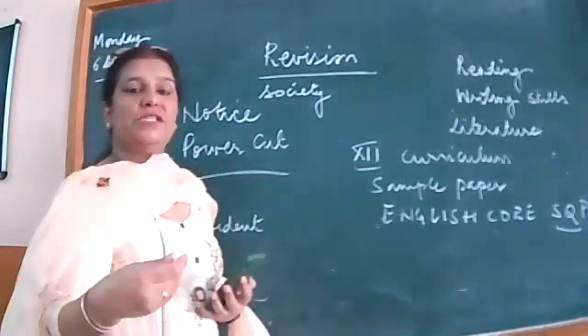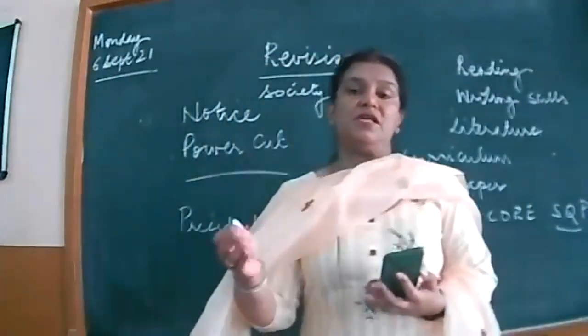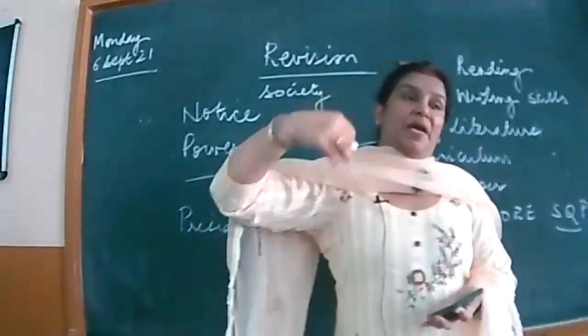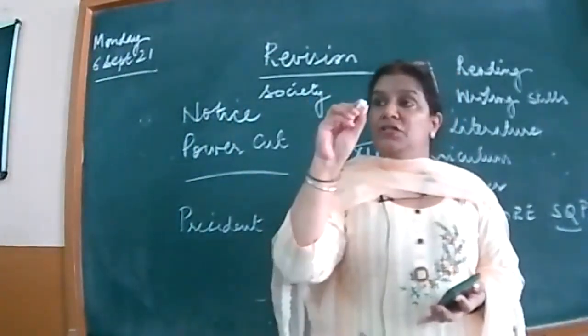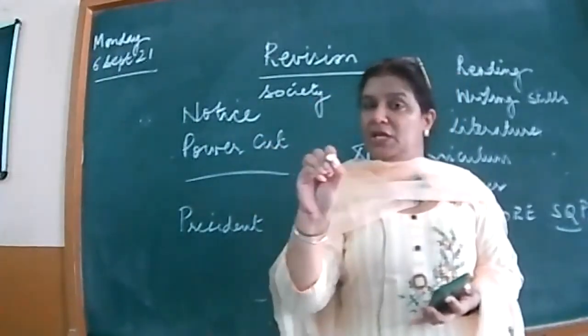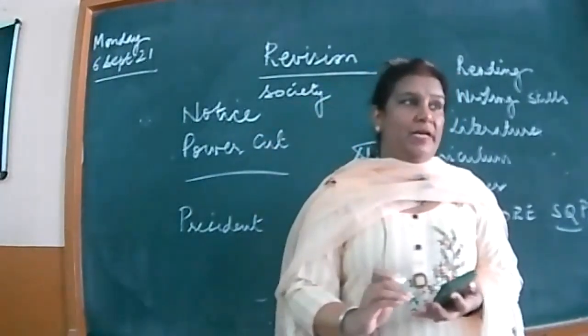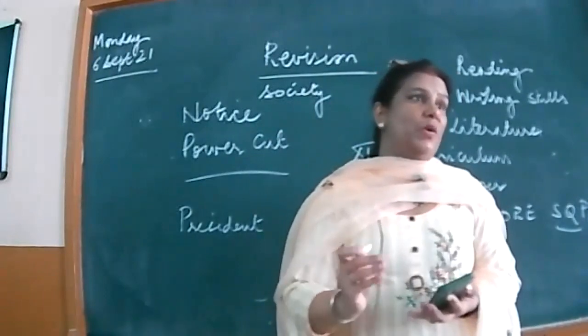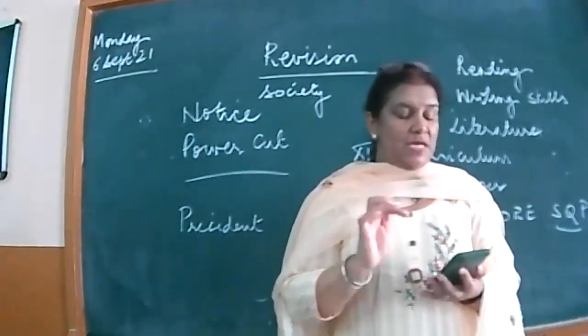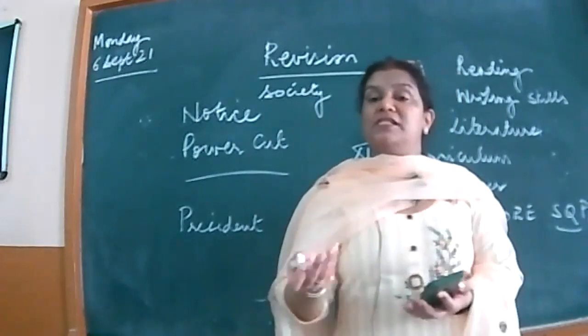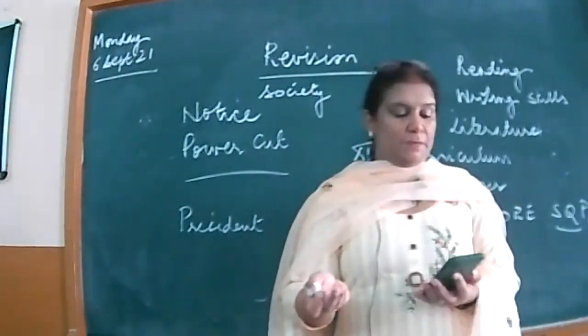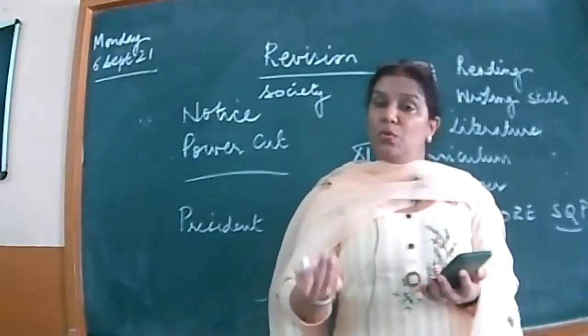When we have these format-based writing skills, you will have rough space. Try to draw the notice there and put in the particulars there, so it is easy for you to identify what comes where. You are aware of the format? Yes. Now tell me, what is an appropriate title for the notice? Choosing own power cuts?